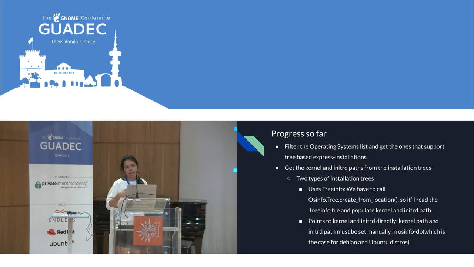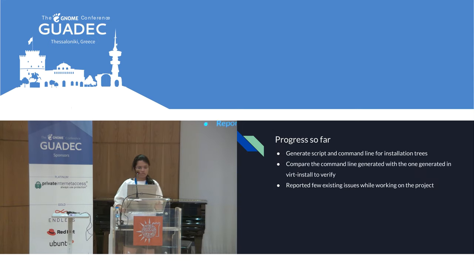We had a challenge while trying to get the kernel and initrd path. Then we realized there are two types of installation trees. One is the one that uses treeinfo, for which we need to read the kernel and initrd path from the .treeinfo file. The other points directly to the kernel and initrd, for which the path should be manually set in the OS info DB. Examples of this are Debian and Ubuntu distros.